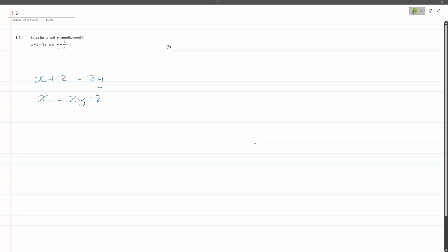Then we're going to come over here to this other equation, 1 over x plus 1 over y is equal to 1. And then we're going to replace x with its substitute value, which is 2y minus 2. And then we're going to say plus 1 over y is equal to 1. Then at this point, we're going to multiply everything by 2y minus 2. Actually, we're going to multiply by 2y minus 2 times y.